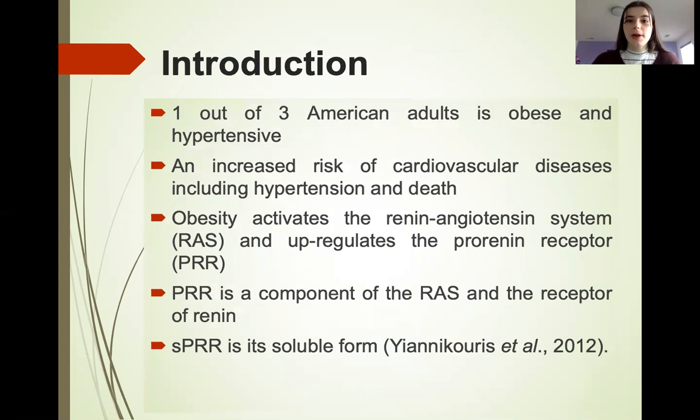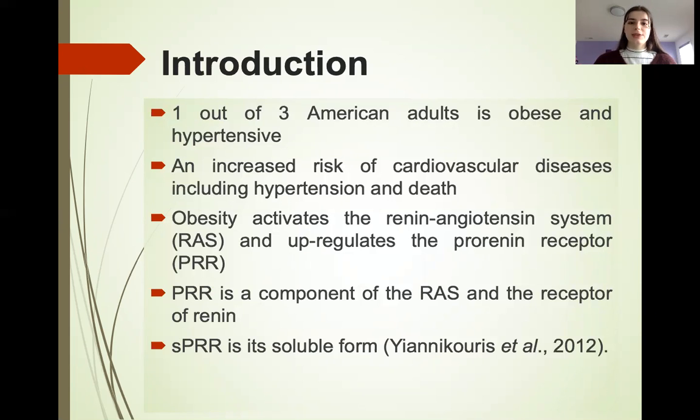So first, as a little bit of background, 1 of 3 American adults is obese and hypertensive. And more locally in Kentucky, Kentucky is ranked 8th in the highest adult obesity rates and 3rd for the highest youth obesity rates, which is an astonishing number. And I want to figure out why.